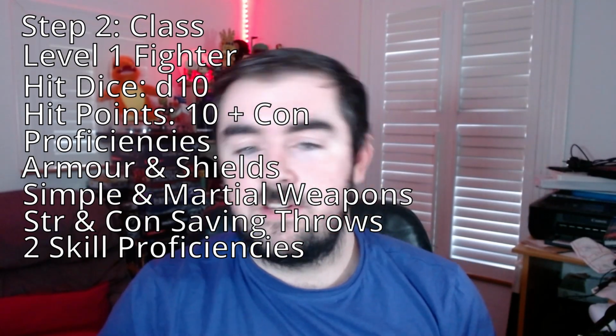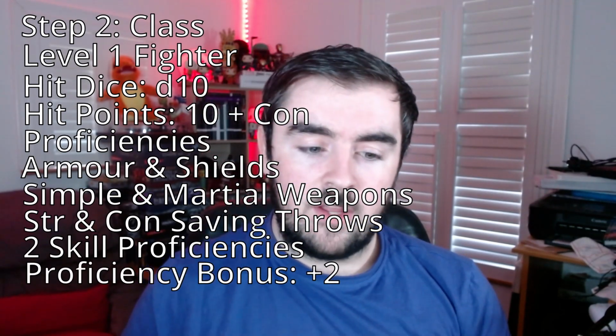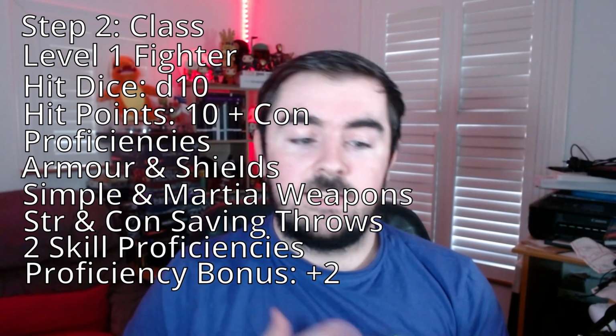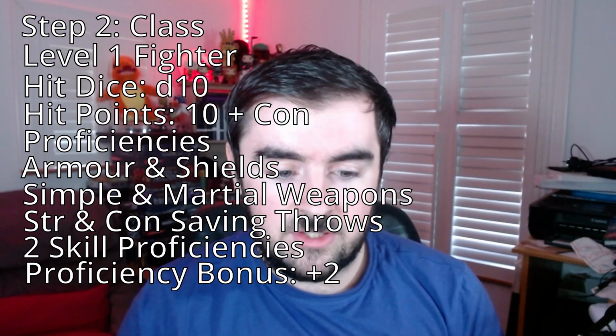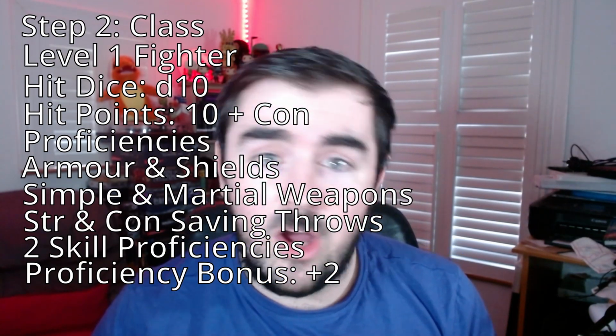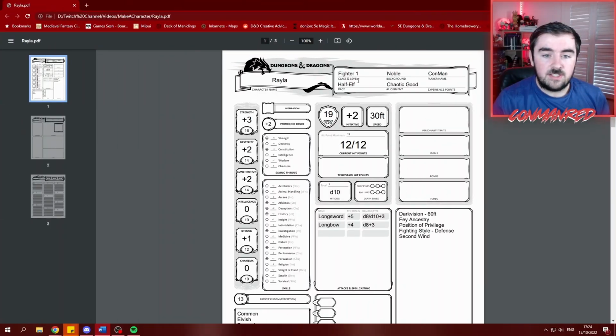Finally, there is your proficiency bonus, which is a modifier that you add to attacks, ability checks, and saving throws that you are proficient in. And at this level, this modifier is +2, and it increases when you level up. So let's see where all this information goes on our character sheet. So guys, as you can see for fighter level 1, we've written that up here so we always know what our class is and what level we are.